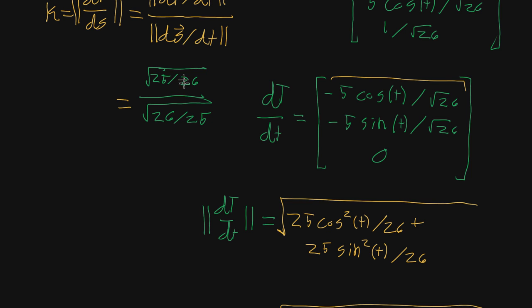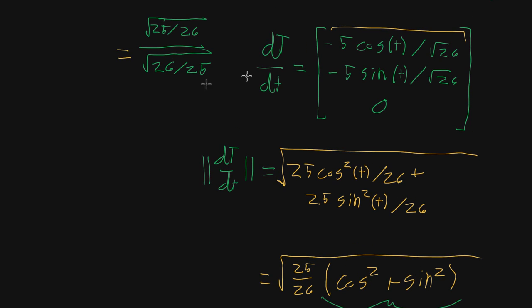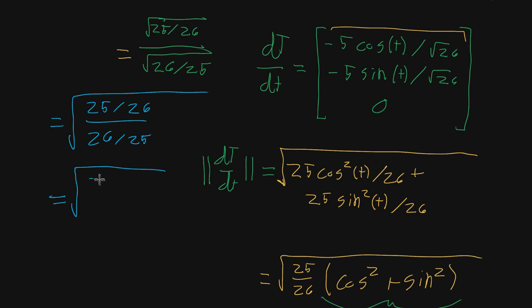And it's tempting if you aren't looking too closely to think these guys cancel out, but they're actually the opposite of each other, right? One is 25 over 26, the other is 26 over 25. So if we put everything under the radical, I'm going to say equals the square root of 25 over 26 divided by 26 over 25. And when we flip that bottom and multiply, what we get is 25 squared divided by 26 squared. And the root of that whole thing just gives us 25 over 26. And that is our curvature. That right there is the answer.